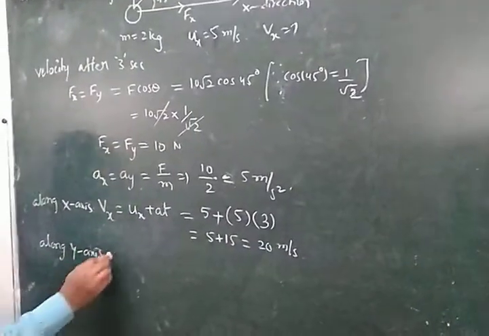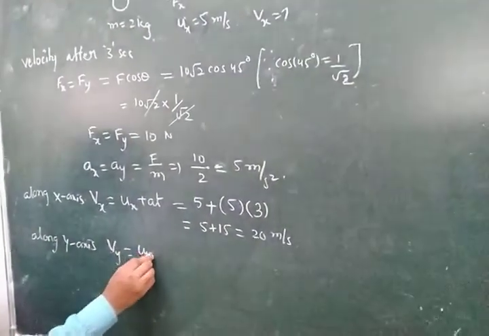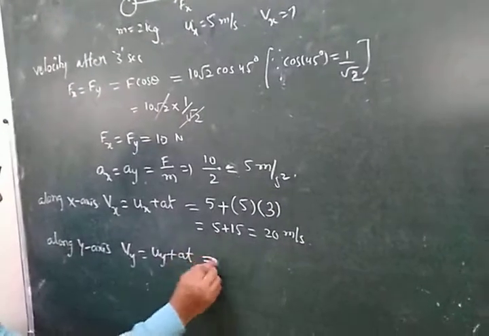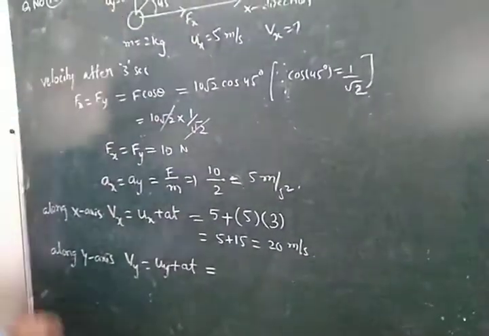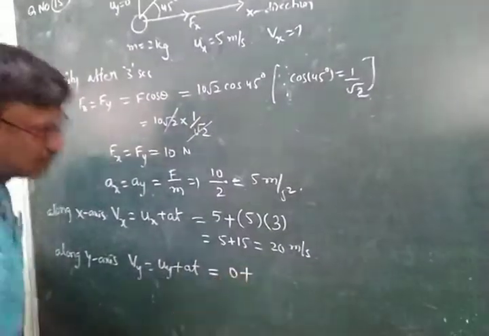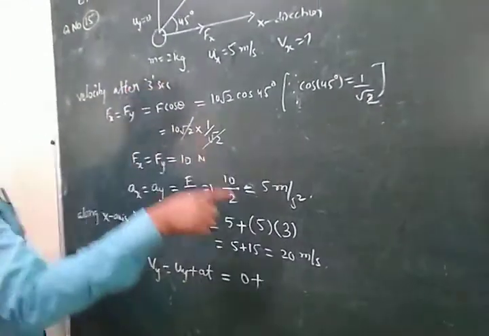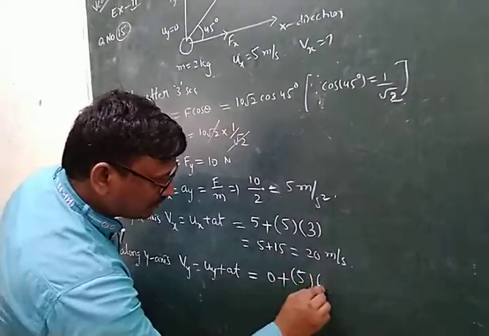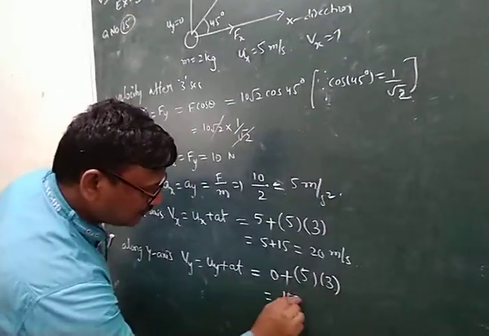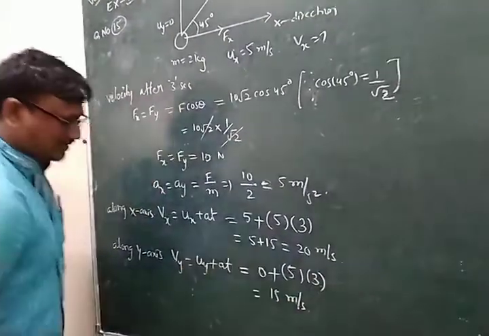Now along the y-axis. Vy is equal to uy plus at. Along the y-axis the initial velocity becomes 0, plus acceleration 5 into time 3, that is equal to 15 meters per second.